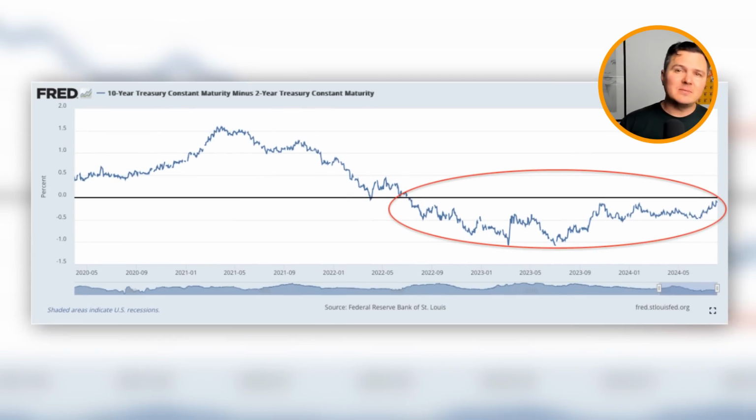The yield curve has been inverted since July 2022, but we are trending up and trending up quickly, dang close to hitting the normalization right now. By the time you watch this video, it might have already even happened.